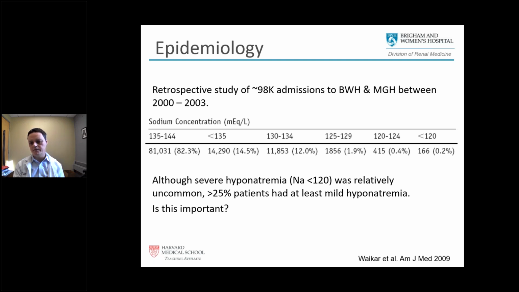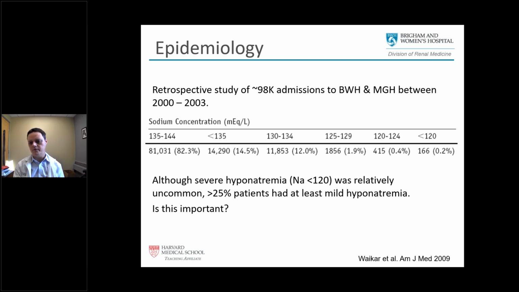The vast majority of those had only slightly low sodium levels in the range of 130 to 134, but about 0.2% of the patients had sodium that was less than 120, so about 166 patients over those 3 years, and 415 in that range less than 124, 120 to 124, which most of us would consider pretty significant.